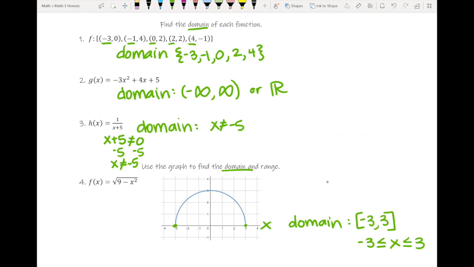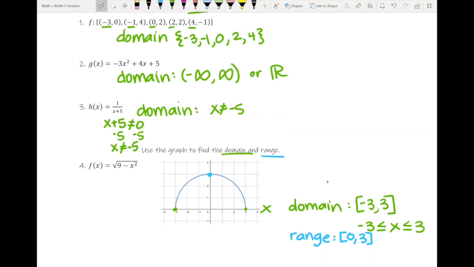And the other thing they needed was range. So the range are all the y values, and it looks like I don't have any negative y values. It looks like 0 is the lowest y value. It actually hits 0. And then it goes up to a +3, which again, it actually hits the +3. So for the range, we are going to go from 0 to +3. Again, square brackets mean I actually hit the 0 and I actually hit the 3.